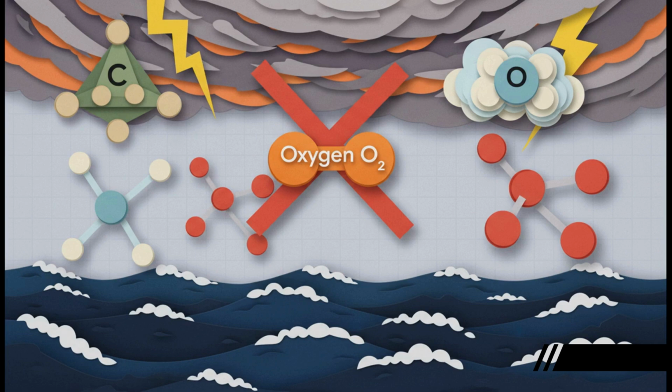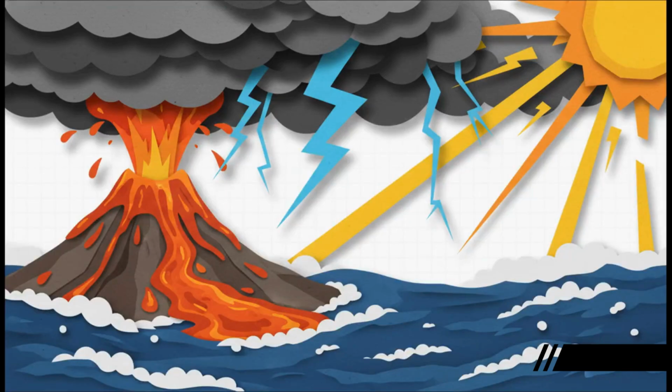No free oxygen. So you've got this wild mix of gases, but for anything to happen, you need some energy, right? A spark to get the party started? Well, early Earth had energy like you wouldn't believe. We're talking intense UV radiation from the sun since there was no ozone layer, constant massive lightning storms, and incredible heat from volcanoes erupting all over the place. These forces weren't just random chaos. They were the engines, the power source to kickstart chemistry.